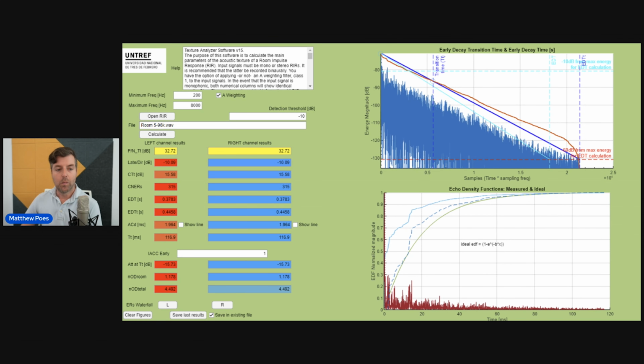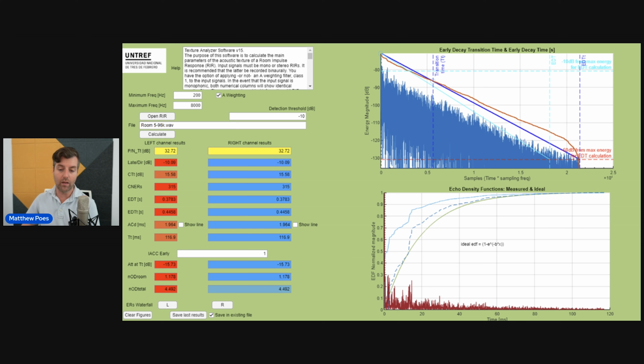So let's look at another room. These are just generically called room 1, 2, 3, 4, 5. Here we're at 5. So this one, the EDT is 0.37. This is another room where there actually was treatment, but it was kind of being redone a bit because we were trying to make it even better yet. And so you can see that the nOD of the room is 1.17. It's very good, and we can see why that is.